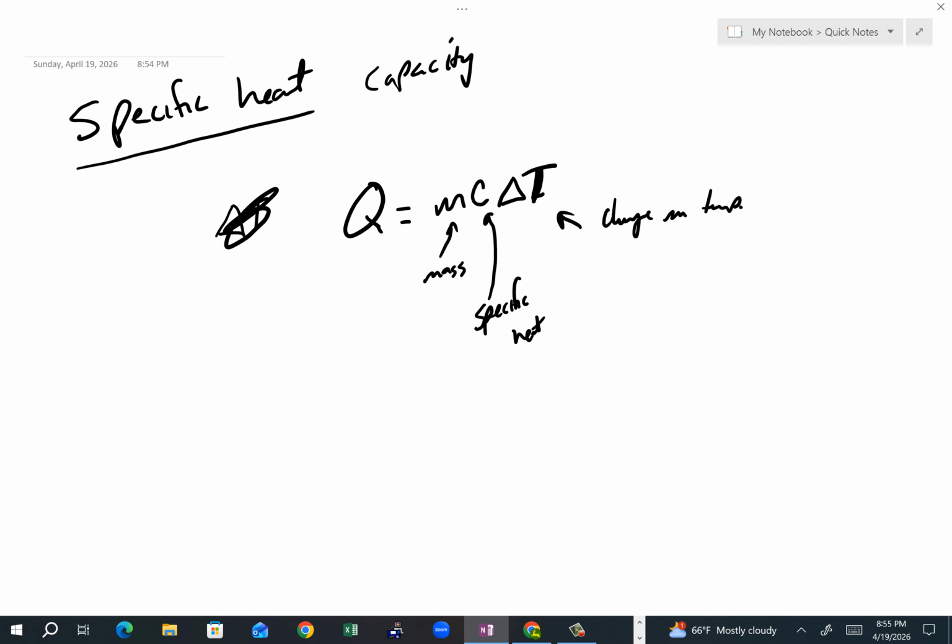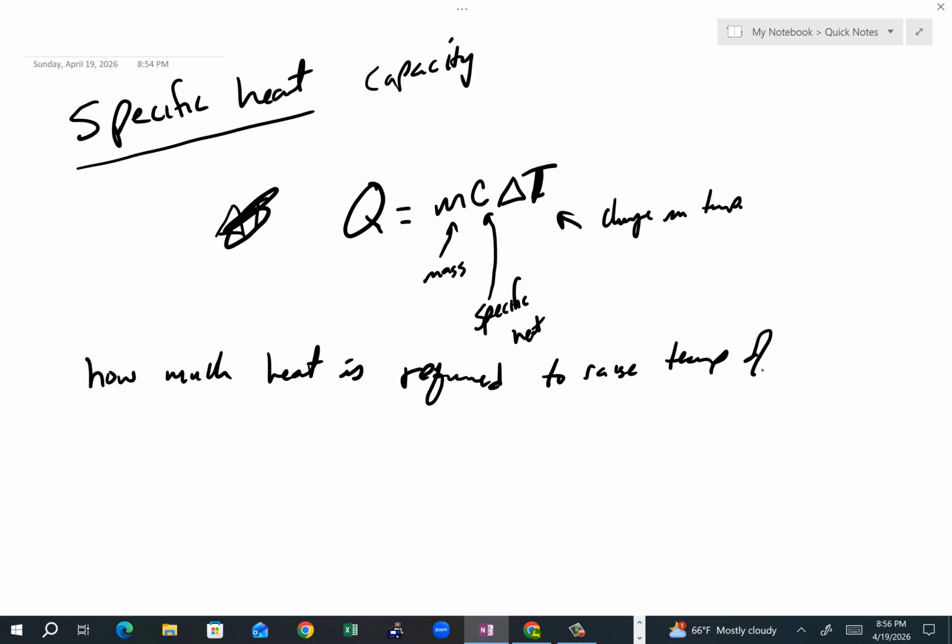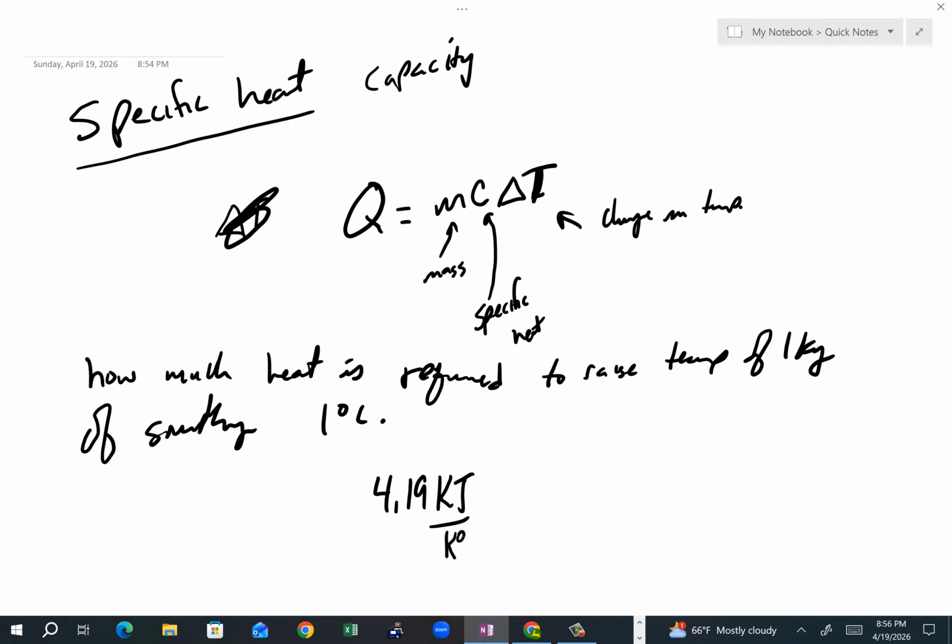Okay, so as I say, specific, there it is. Now, specific heat is specifically how much heat is required to raise the temp of 1 kilogram of something 1 degree Celsius. Okay, that's just it. That's all it is. So for water it's huge. It's 4.19 kilojoules, and these are always measured in kilojoules per kilogram degree Celsius. Okay, that's what it's measured in.